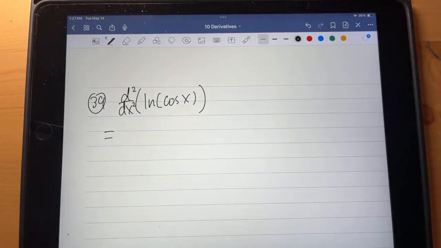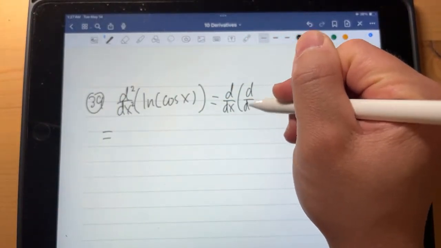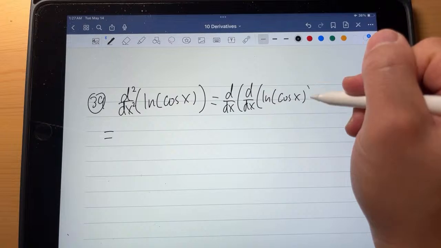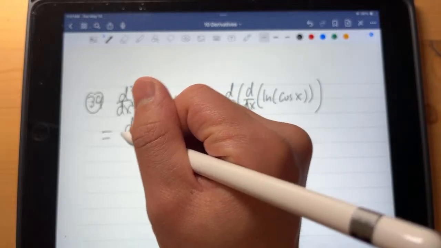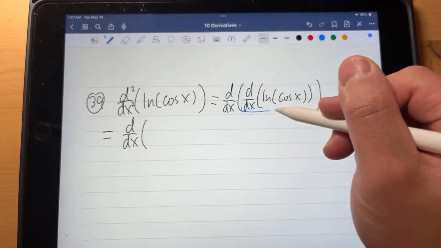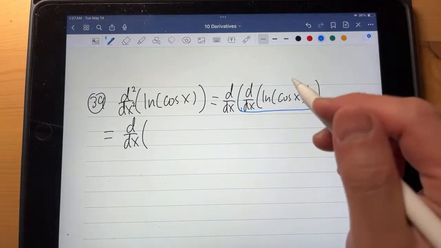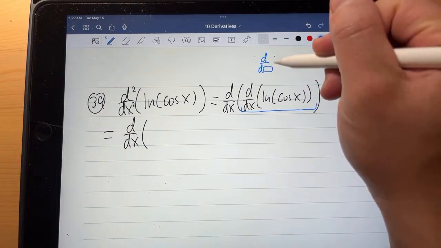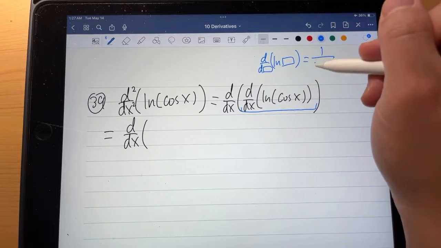So here we go. This really means d dx and then d dx and then ln of cosine x, like this. You don't have to rewrite it though. But anyway, I'm going to keep the first d dx, and then let's focus on the inside here. I'll do this one in blue. Take the derivative of natural log something, and perhaps I will remind you guys right here real quick, take the derivative of natural log of a box. Yeah, this right here gives you 1 over the box.